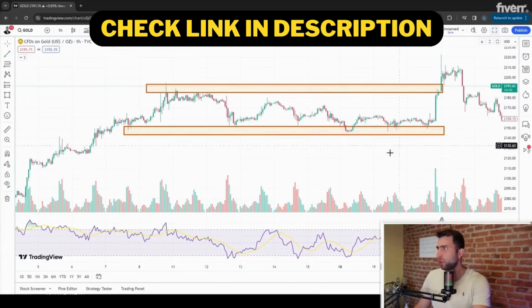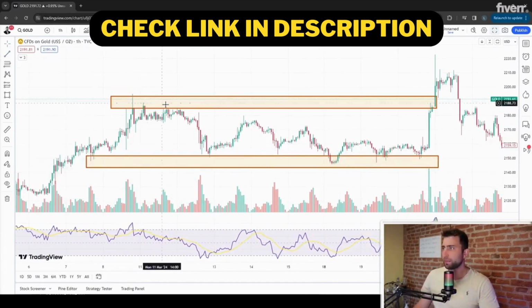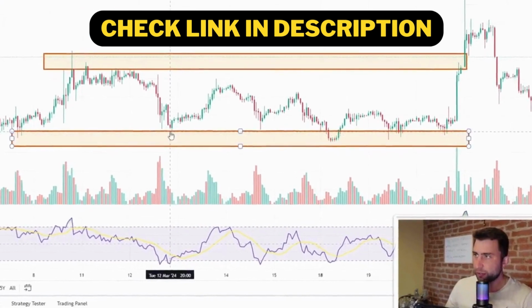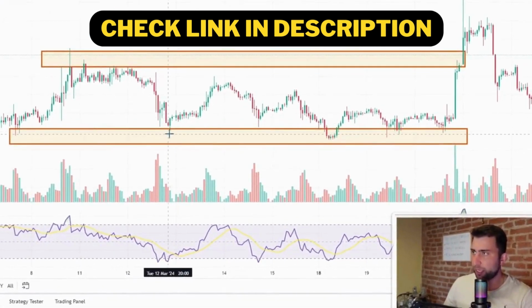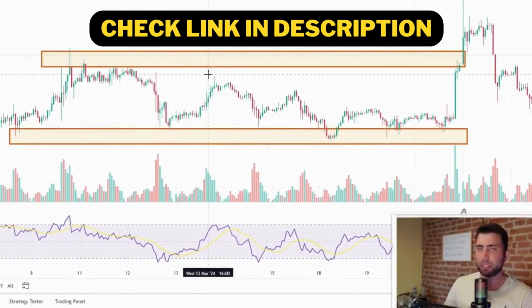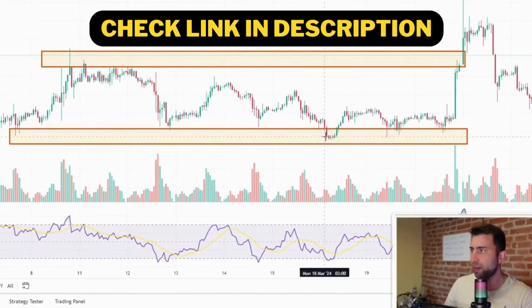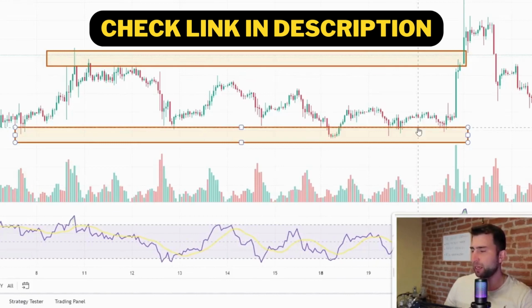So yeah, guys, as you can see, every time the price has approached this demand zone, there were buying orders, limit orders, which were pushing the price upwards. There was buying pressure every single time that the price approached the demand zone.